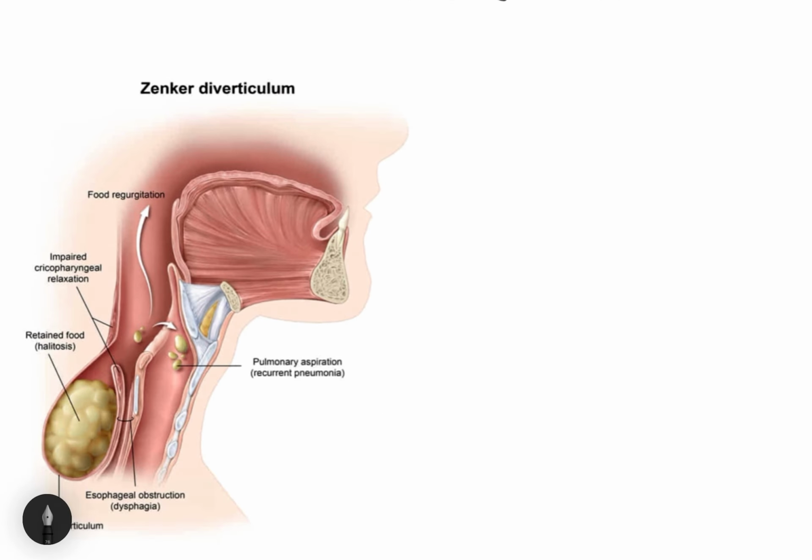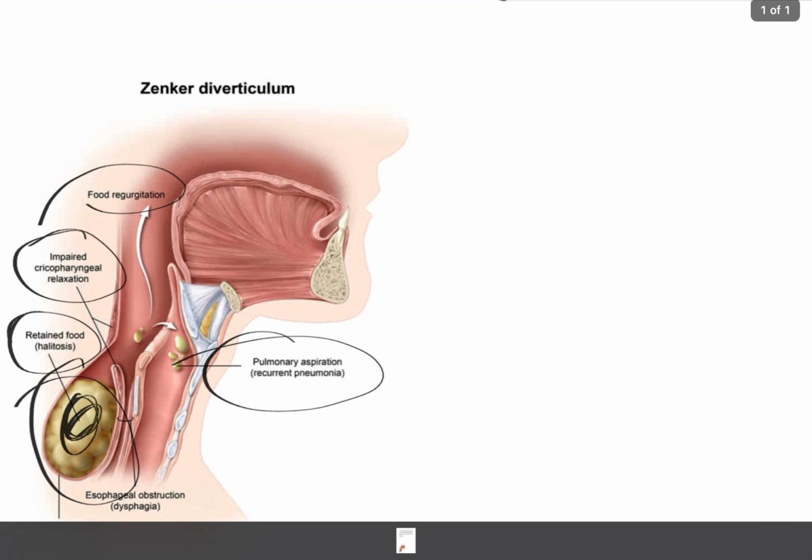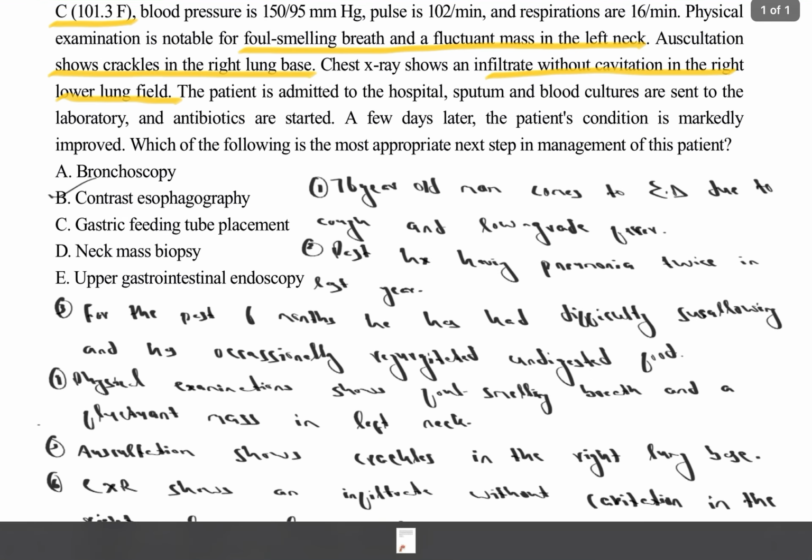I will show the photo of the Zenker diverticulum. So this is the Zenker diverticulum, which shows that there is a false diverticulum. We see the esophageal obstruction, which can lead to dysphagia. And here in the gray, I will highlight it. This is the retained food, which will result in halitosis, which is foul-smelling breath. And this is impaired cricopharyngeal relaxation. Here is the food regurgitation, and the food regurgitation will lead to pulmonary aspiration, which can lead to recurrent pneumonia.